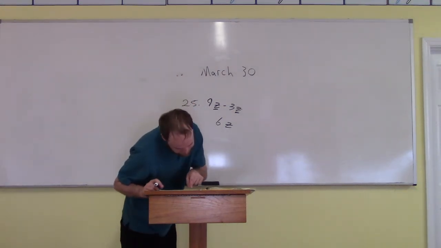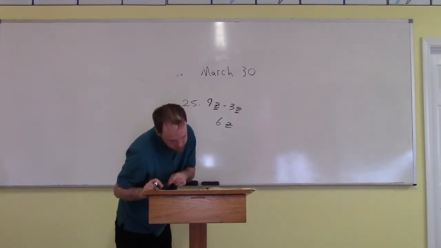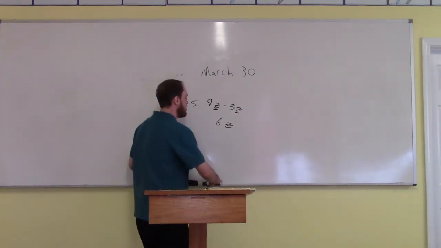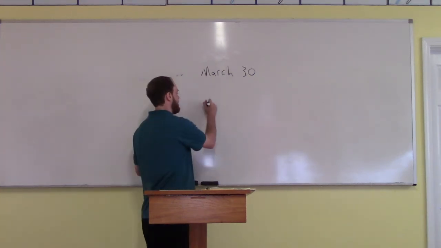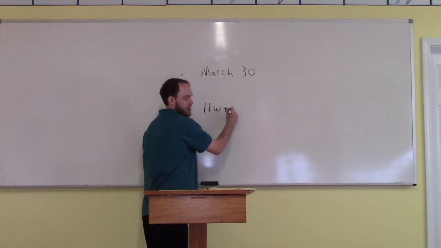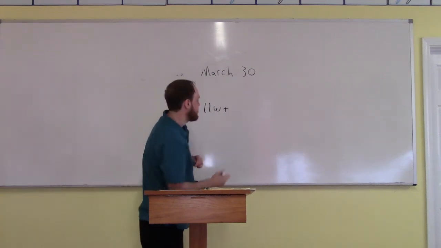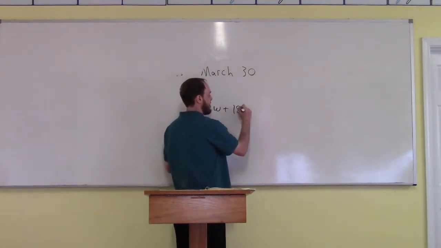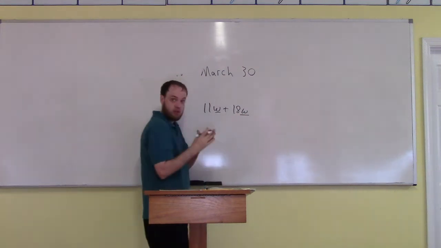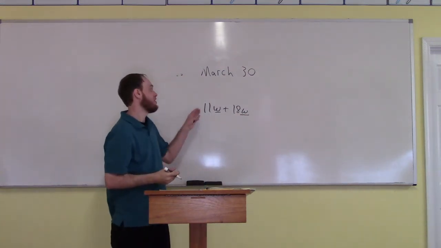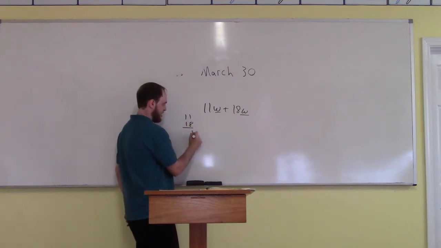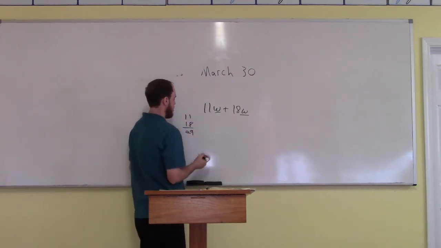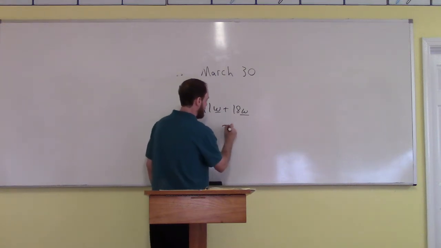26, I'll do it. So 11w plus 18w. Again, you're just combining the w's. You have 11w, and we're adding 18 w's to it. Notice they are the same terms, they're w's, so we can combine them. So it's 11 plus 18, which gives you 29, and your answer would be 29w.